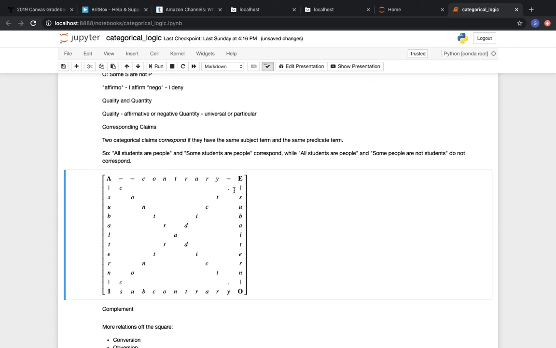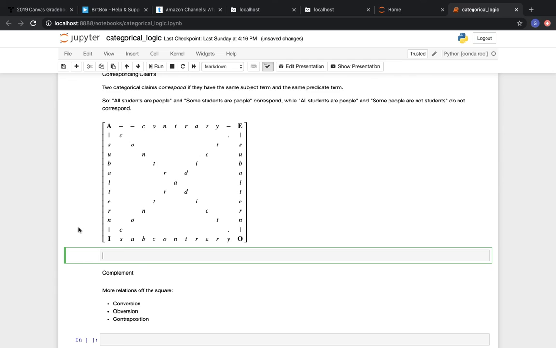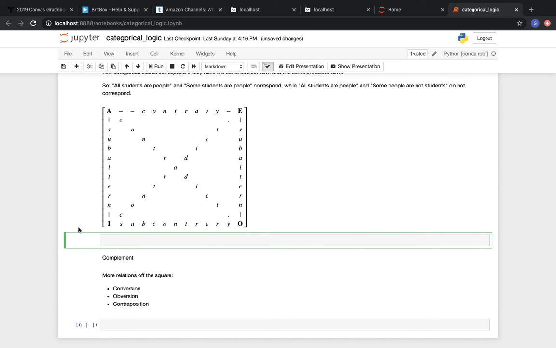So there's a few different relationships here. As you can see, between the A and the E, there's a relationship called contrary. Between the I and the O, there's a relationship called subcontrary. Between the A and the I, as well as between the E and the O, there's a relationship called subaltern or subalternate. Between the A and the O, there's a relation of contradictory, which also obtains between the I and the E claims. So let's say a word about what these different sorts of relationships mean. So first of all, contrary.